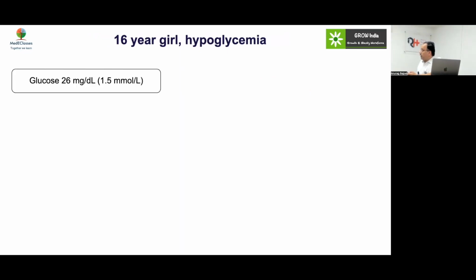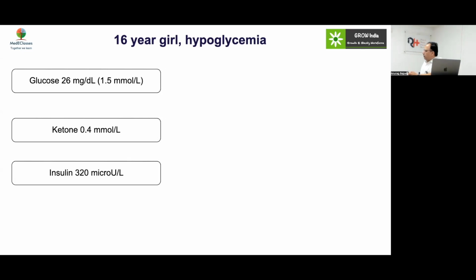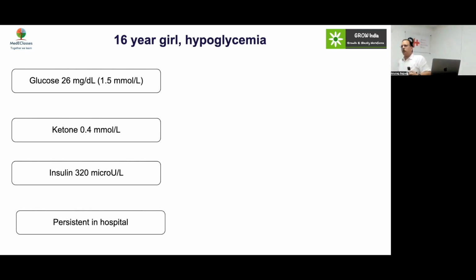16-year-old girl with hypoglycemia, glucose is 26, ketone is negative. Insulin is 320. Again, very high. Now, persistent in hospital. What are you thinking? You are ensured that there is no insulin being given. Now, what is the likelihood? Now we need to think of insulinoma. Anything else?